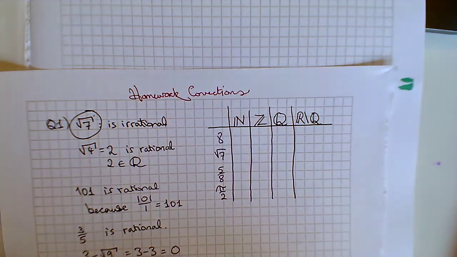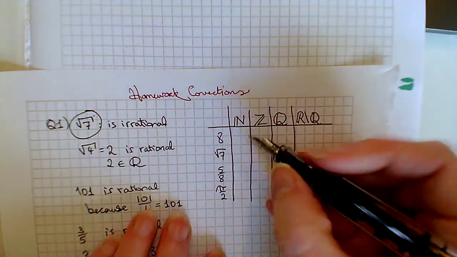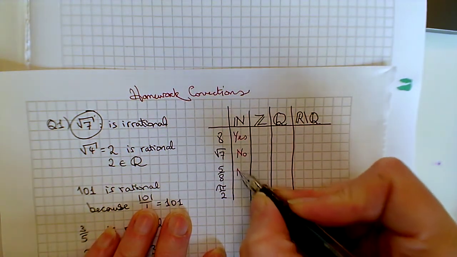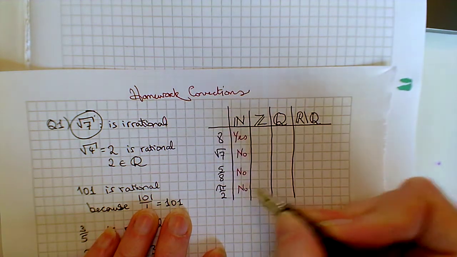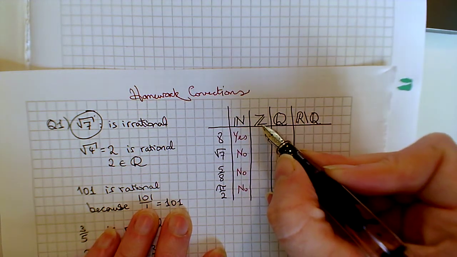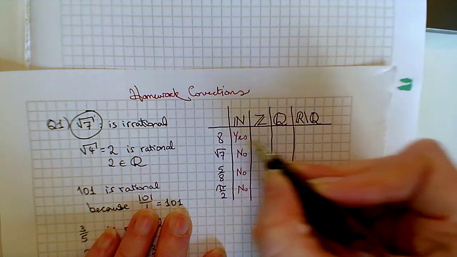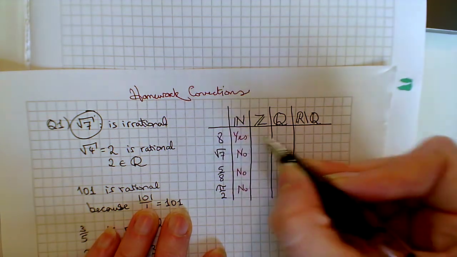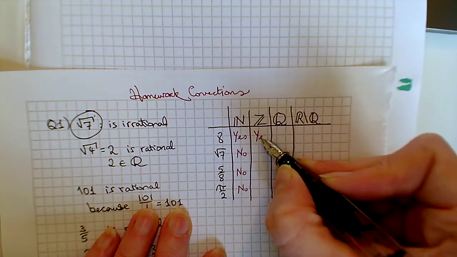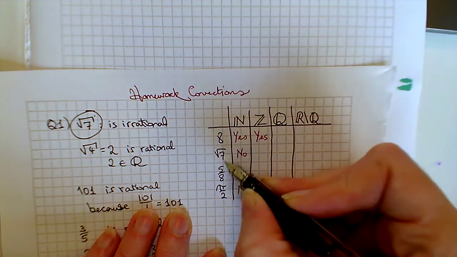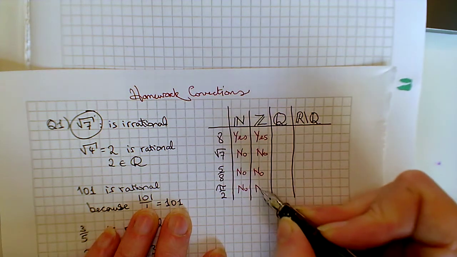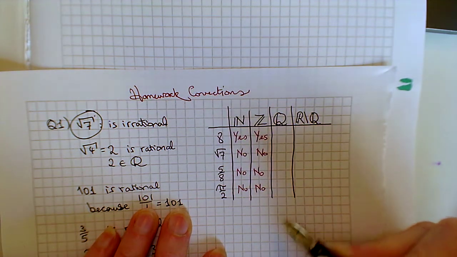Okay, it's only in the natural numbers if it's a whole number. So 8 is a natural number, but none of the others are. It's only in the integers if it's a whole number, so natural number if it's whole and positive. So 8 is also in the integers. And none of the others are any kind of whole number, so none of those are in the integers.